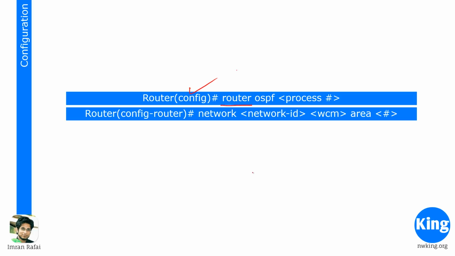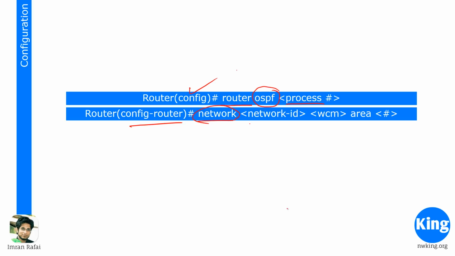You say router, and then you give the keyword OSPF, that's the keyword, and you need to give a process ID. It's a number. So you just put an OSPF process ID. Once you do that, we go into a router subcommand. There we need to put, just like in RIP we gave the keyword network, that's again a keyword. And then we give the network ID.